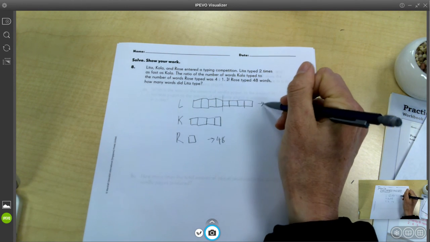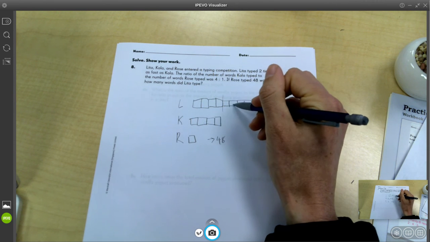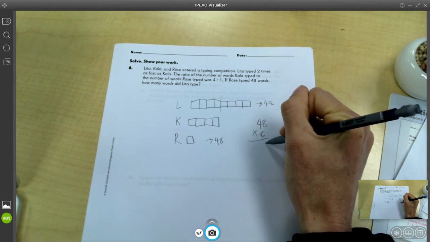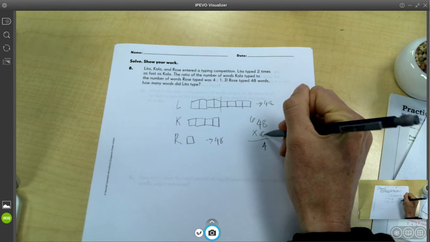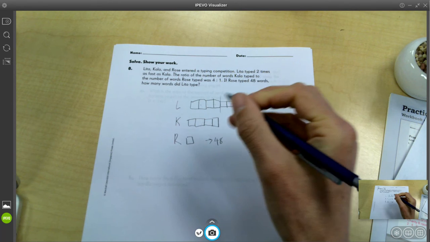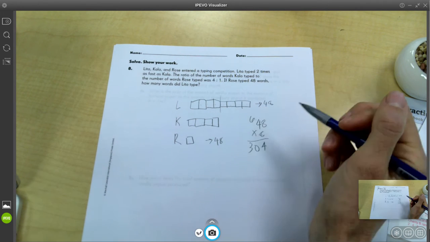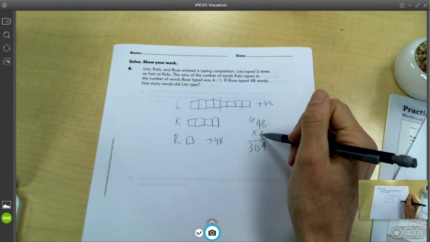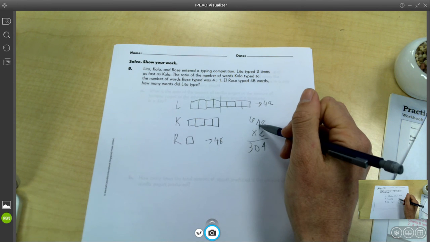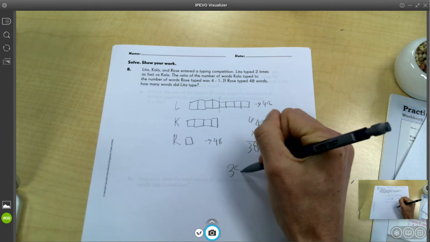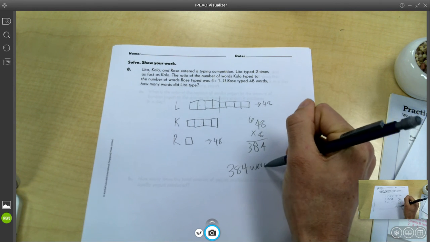How many words did Lita type? 48 times 1, 2, 3, 4, 5, 6, 7, 8. 48 times 8. 8 times 8 is 64. 8 times 4 is 32. Sorry. Plus 6 is 38. 384 words.